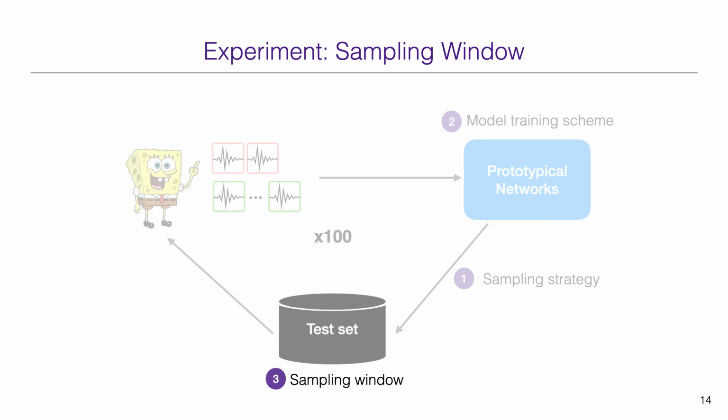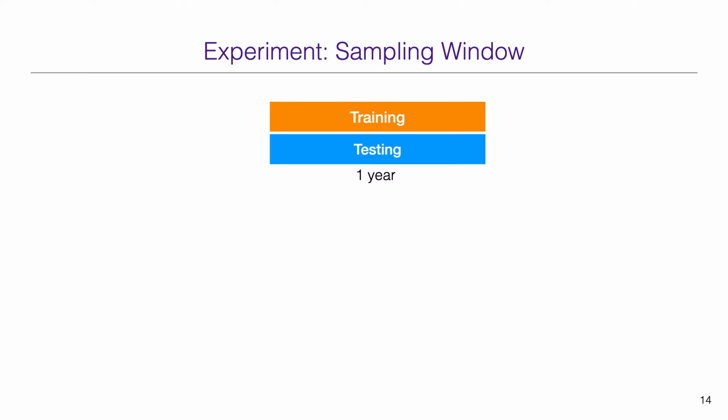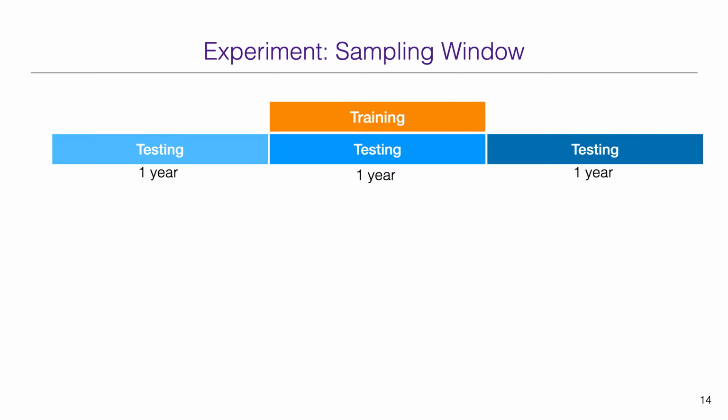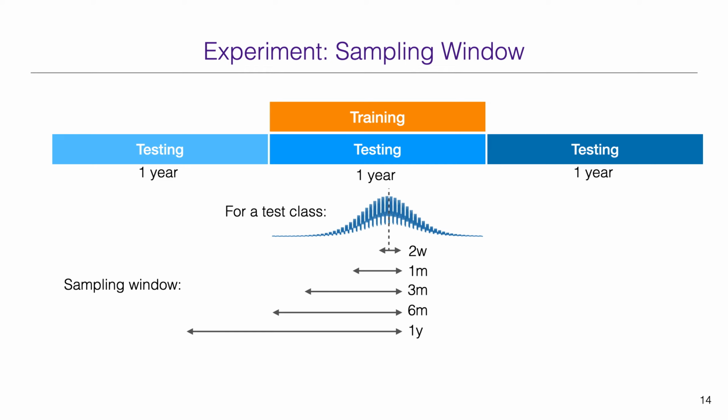In the third experiment, we investigate how different sampling windows affect model performance and generalizability. In addition to the original training and testing data, we generate 2 more years of test data following the same data generation process. For each test class, we find the peak position of its simulated occurrence probability distribution in the current year. Then we define 5 temporal windows, from 2 weeks, 1 month to 1 year, to sample additional support examples, simulating scenarios where we have varying access to the historical data.